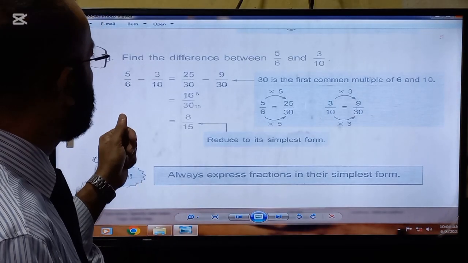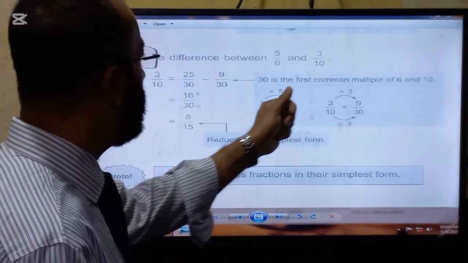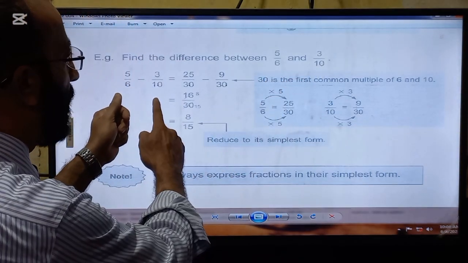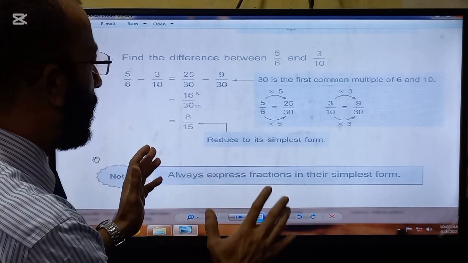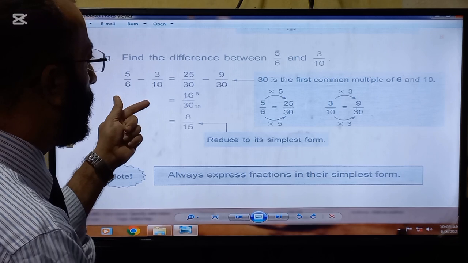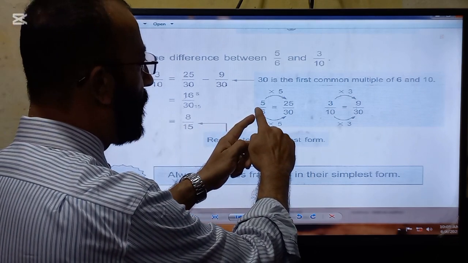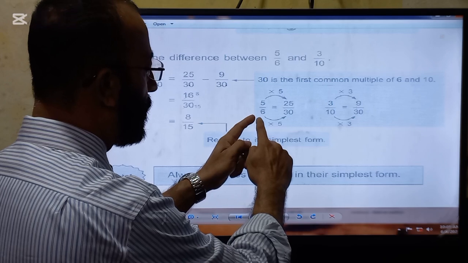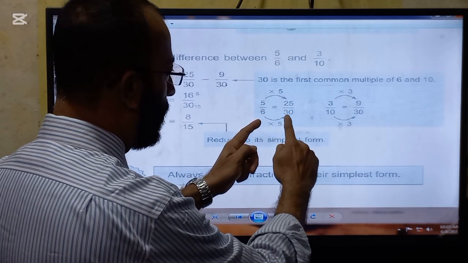Here is another question. Find the difference between 5 by 6 and 3 by 10. So 5 by 6 minus 3 by 10 is written. The first method is to convert these unlike fractions into like fractions first. So 5 by 6 is converted into like fractions by multiplying the numerator and denominator by the same number, that is 5. So 5 5s are 25 and 5 6s are 30.